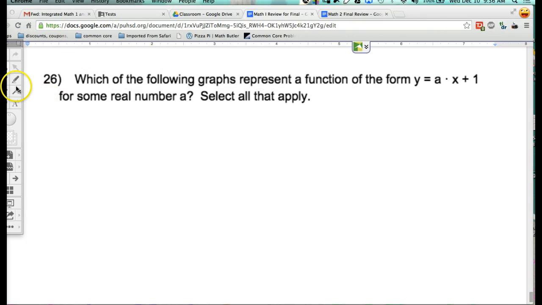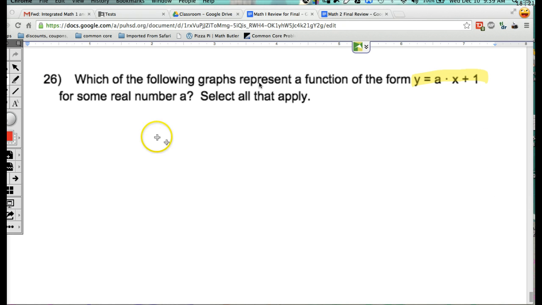Yay, congratulations. This is your last question. So please go ahead and copy this. Okay, so we can go ahead and work on this. Ready? Go. Okay, so it says, which of the following graphs represents a function of the form y is equal to ax plus 1, okay?